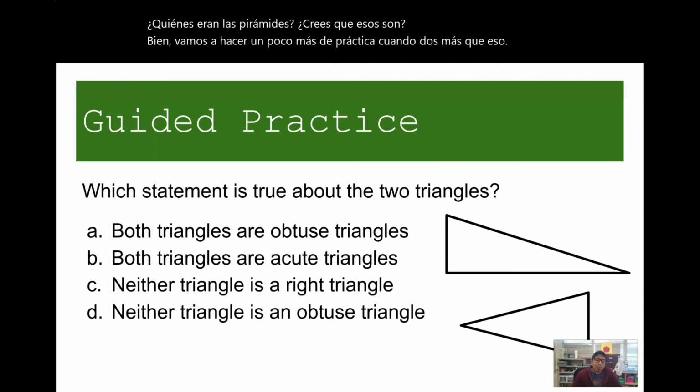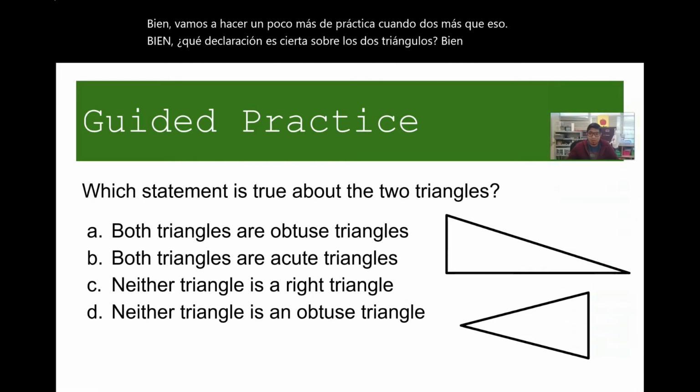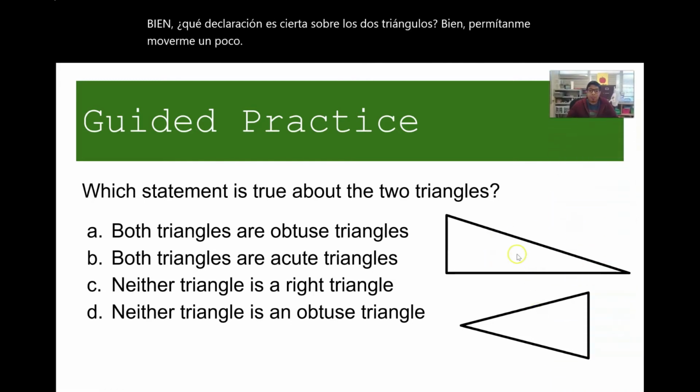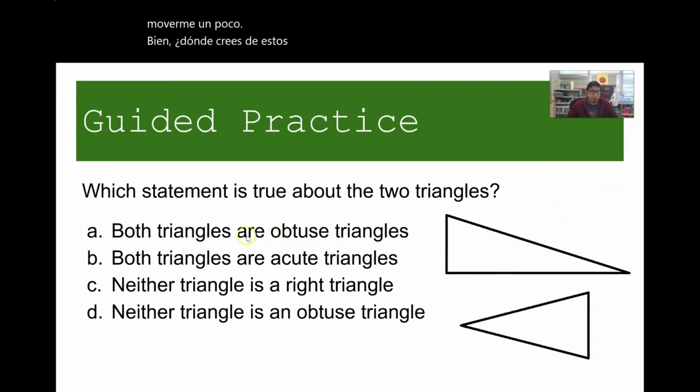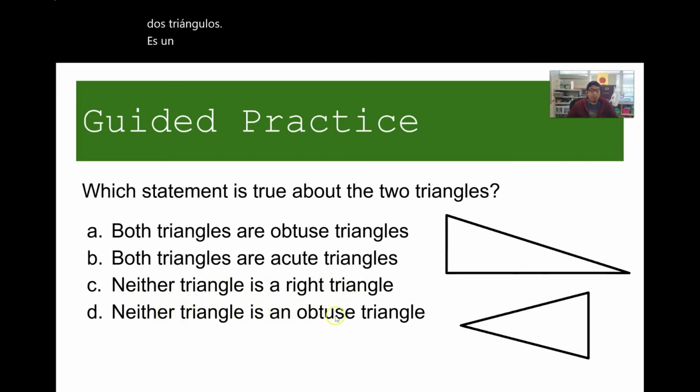Okay, which statement is true about the two triangles? Let me just move myself a little bit. What do you think about these two triangles? A, both triangles are obtuse. B, both triangles are acute triangles. C, neither triangle is a right triangle. Or D, neither triangle is an obtuse triangle. I'm gonna give you a few seconds to look at that.